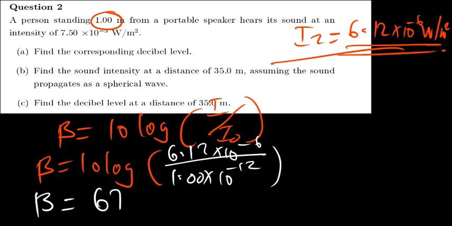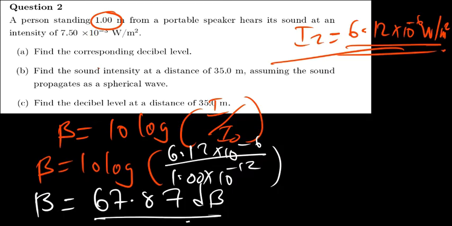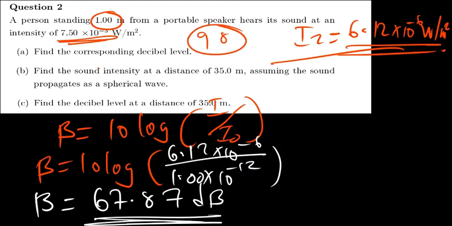So 67.87 if I round it off, decibels. So this is my answer for this part. Now this is making sense. When we had the intensity of this, the corresponding decibel was 98. Now the intensity has reduced to 6.12 times 10 to the power negative 6, so we expect the corresponding decibel to reduce as well. That's why it is 67, which is less than 98, which is making sense.